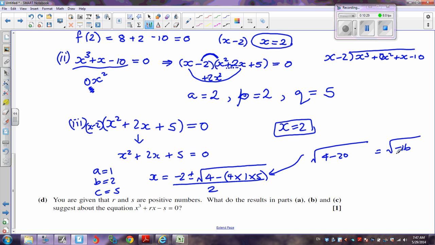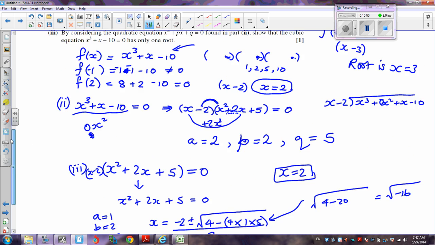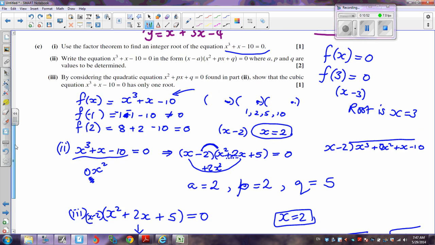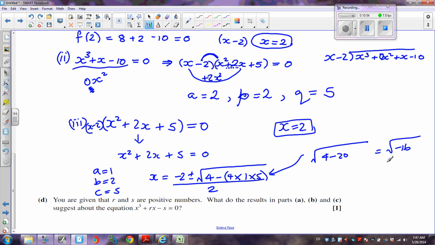And you should know that we can't find the square root of a negative number. Therefore, this part inside the square root sign, by the way, is called the discriminant. And if the discriminant is negative, it means that the quadratic has no solutions. So in this case, this equation has no solutions, which means that x equals 2 is the only root to the cubic equation that we've been given. So the cubic equation only has one root because the square root of minus 16 can't be found.